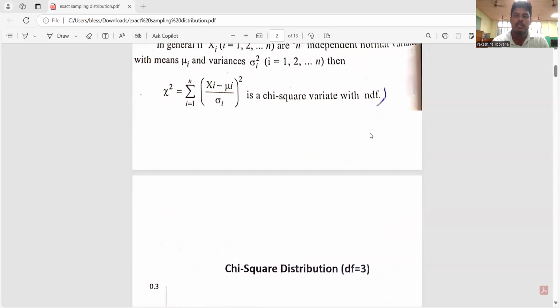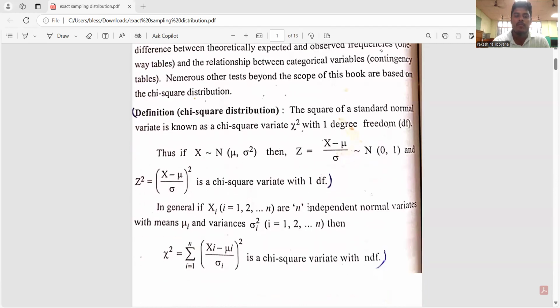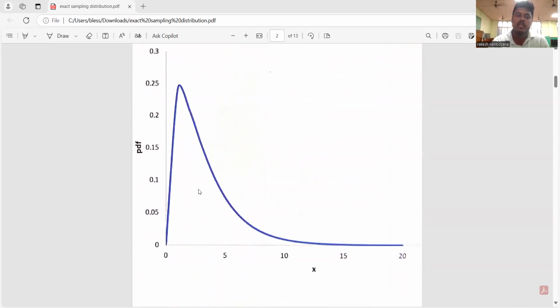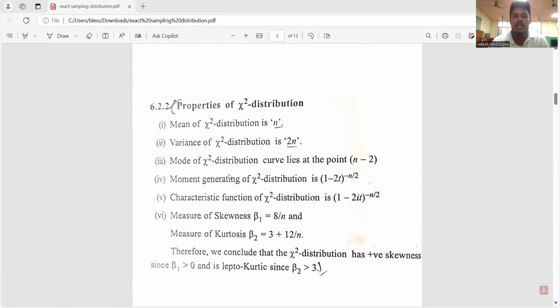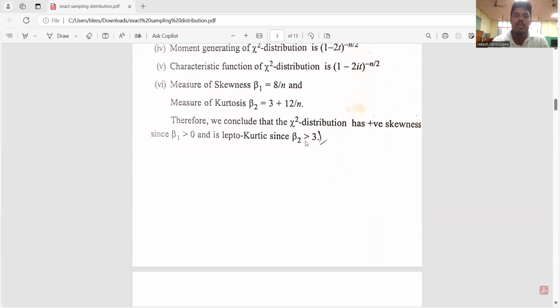We know that the first one is the chi-square distribution. The main definition of the chi-square distribution is that the square of the standard normal variate gives the chi-square distribution. The chi-square distribution is also right-skewed, so a positive skewness exists. The mean of this distribution is n, the variance is 2n, and the moment generating function of the chi-square distribution is (1 minus 2t) to the power minus n by 2. It has a positive skewness, and it follows leptokurtosis because beta 2 is greater than 3.